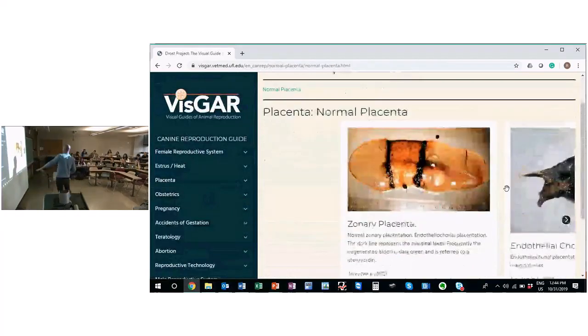Okay, so you have the little dog here inside, nice. You still have that bubble, which is the extraembryonic membrane. But instead of being spots like it is in cattle, it is just like a strip around it. So they call it zonary placenta.